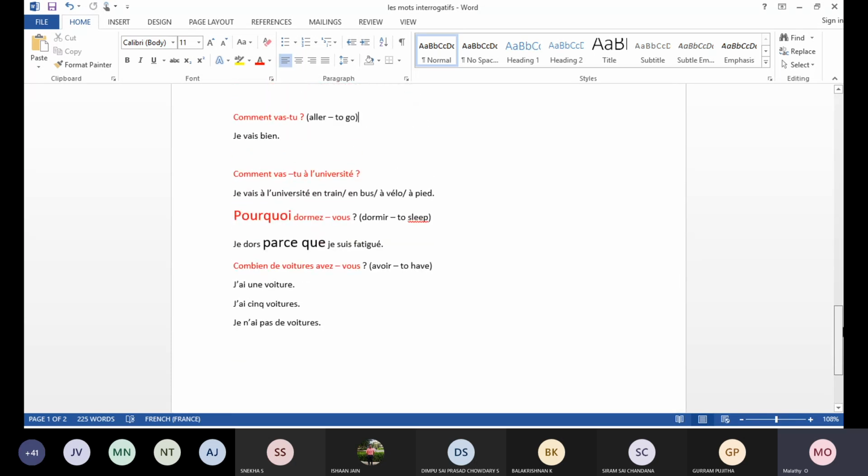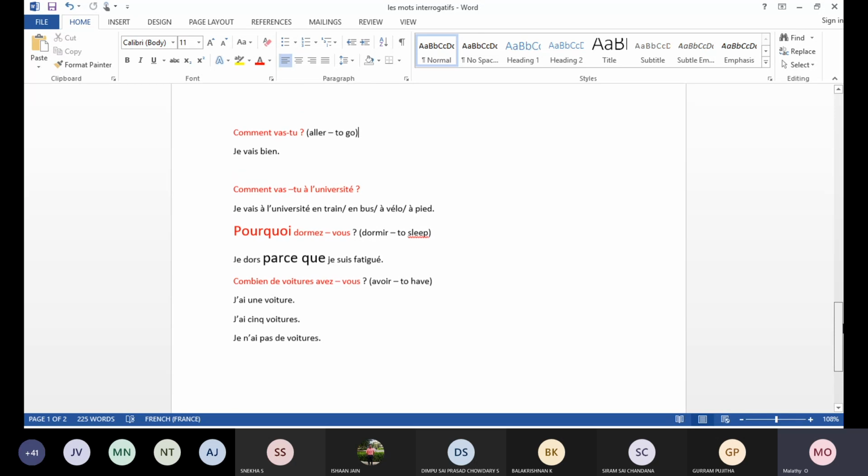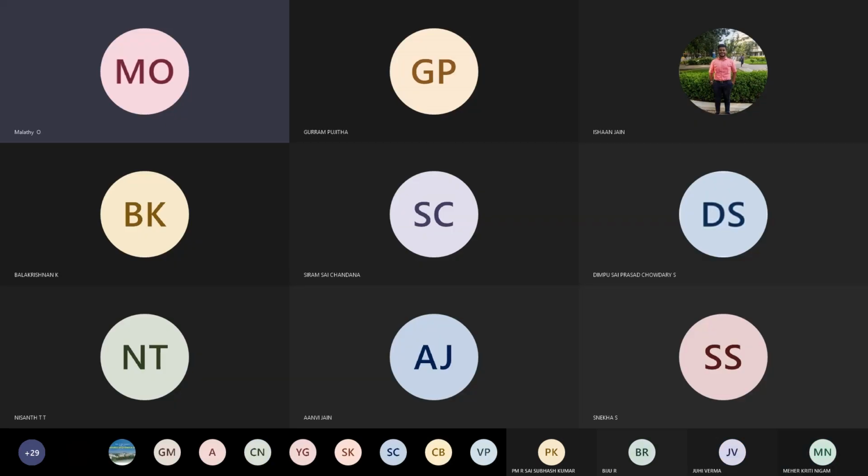So that's it about framing answers. Is there any doubt here? Fine then. So let me proceed further. I'll get back to the previous document that I was explaining.